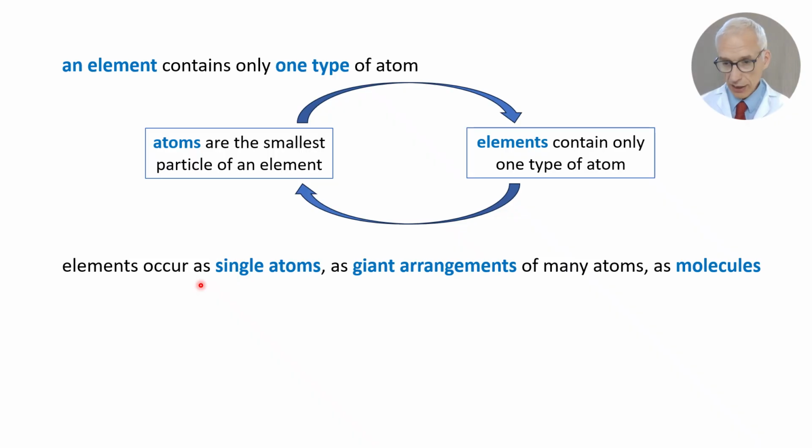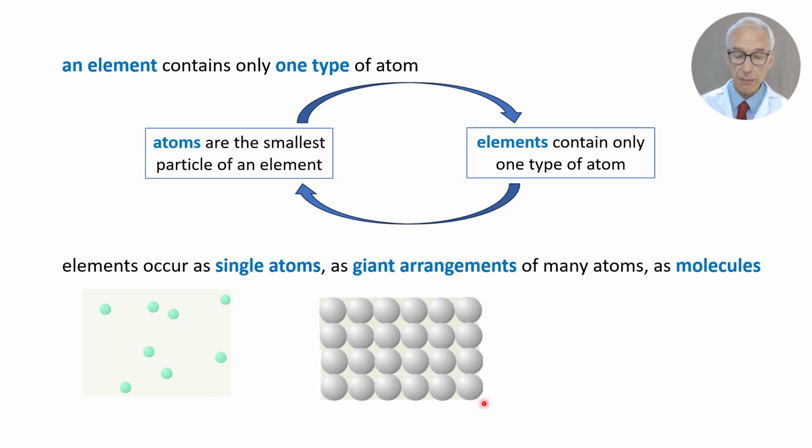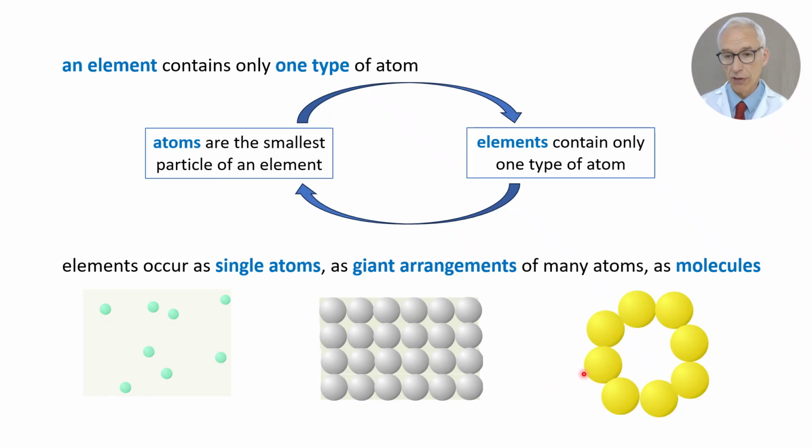Elements can occur as single atoms, as giant arrangements of many atoms, all of the same type, or as molecules, that is, combinations of a known number of atoms. So here would be a representation of an element as single atoms. We can have giant arrangements, perhaps as in a metal. We can have molecules, such as a ring of 8 sulfur atoms in a sulfur molecule. All of these three have one type of atom and are therefore representations of elements.